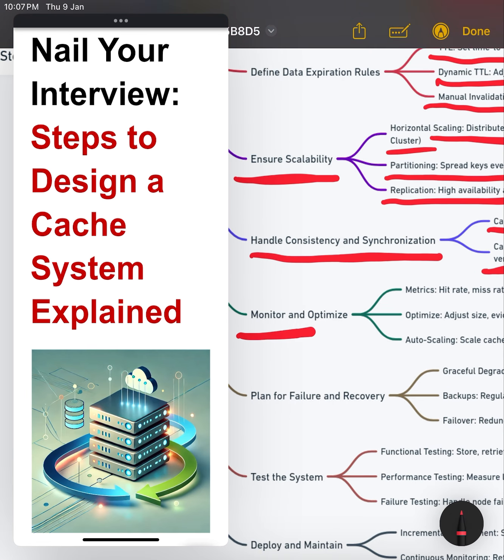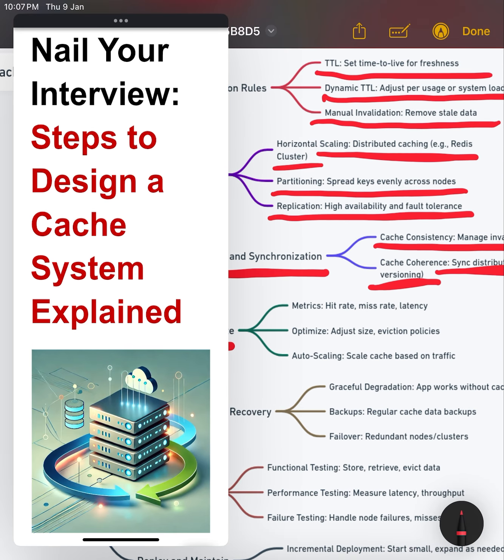9. Monitor and optimize. Track metrics. Monitor cache hit rate, miss rate, eviction rate, and latency. Optimize performance. Tune the size of the cache and adjust eviction policies based on usage patterns. Auto-scaling. Automatically scale cache capacity based on traffic demands.